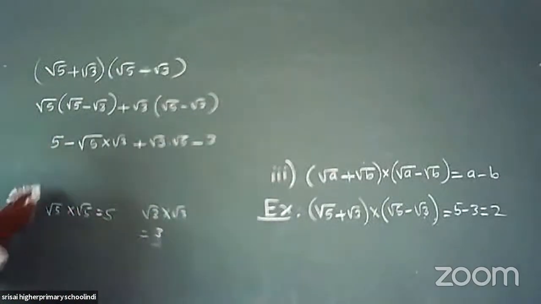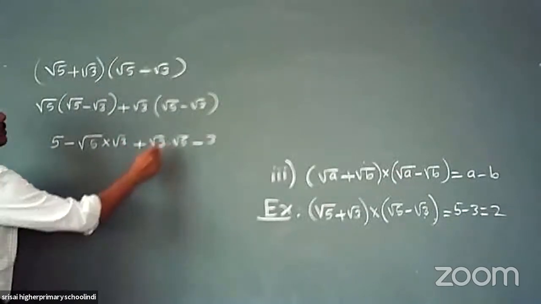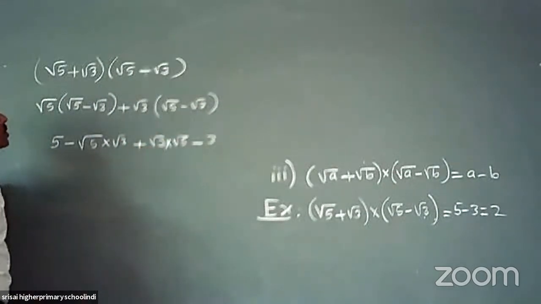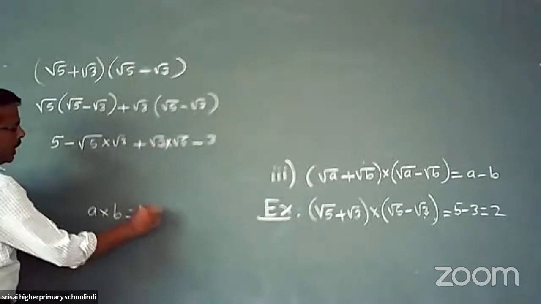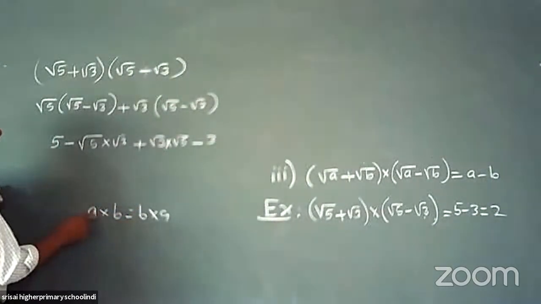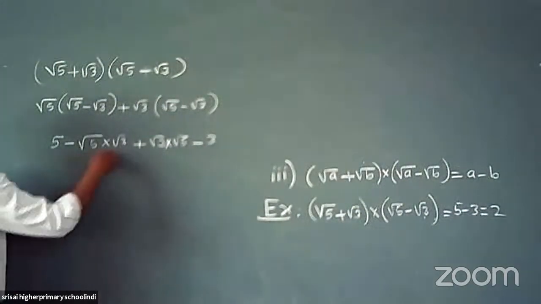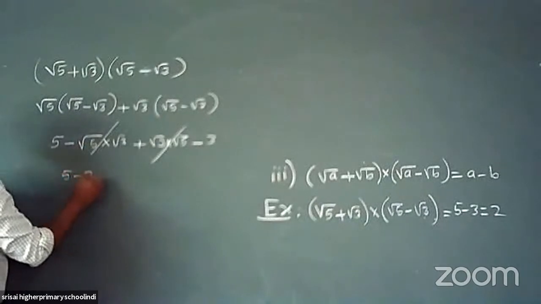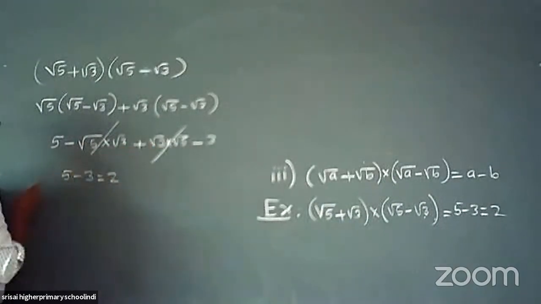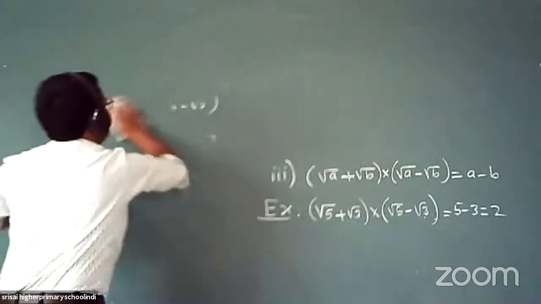Now these two terms are same. These two are same. Into, you can put dot also. A into B is same as B into A. We know this, commutative property under multiplication. Both are same, so this and this cancelled. What is remaining? 5 minus 3. 5 minus 3 is 2. Okay, understood? Now, next.